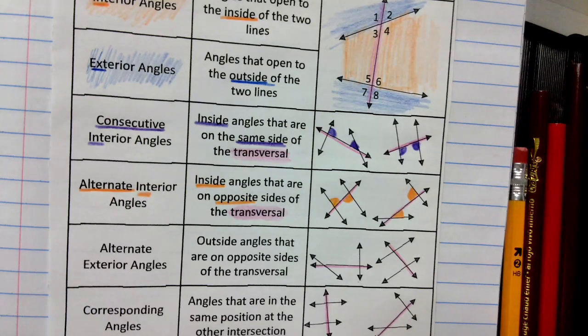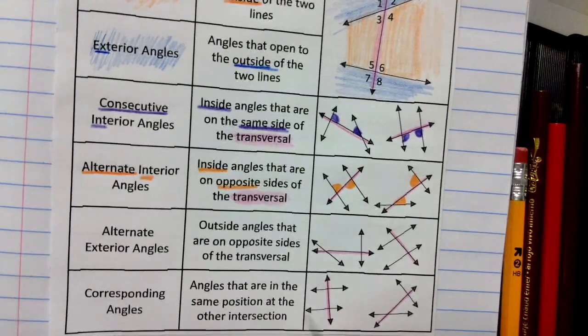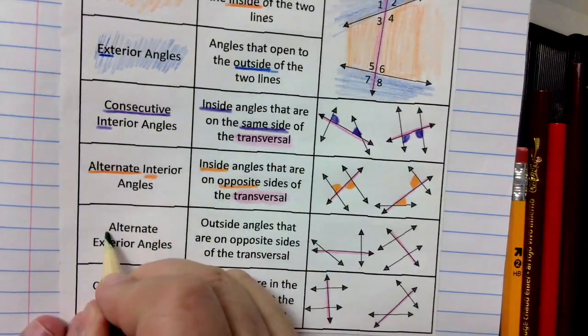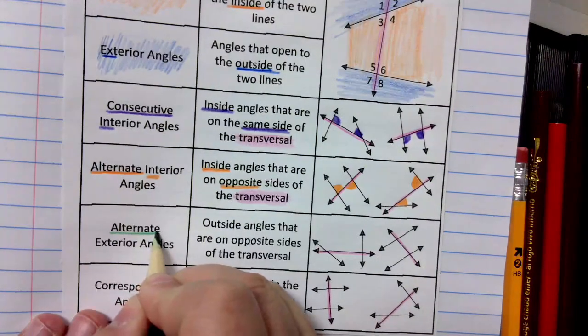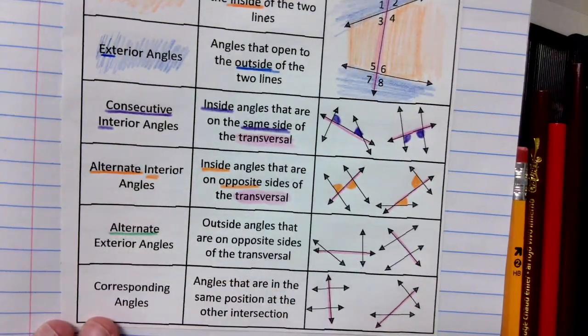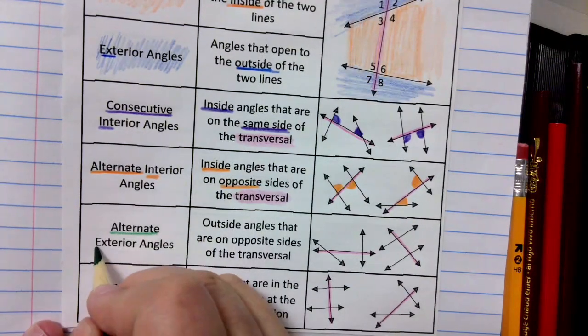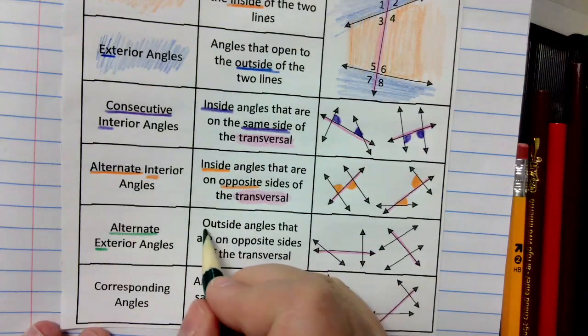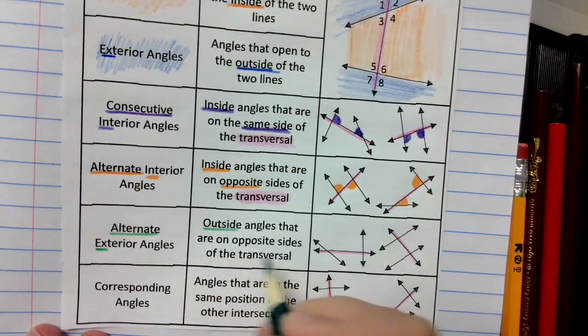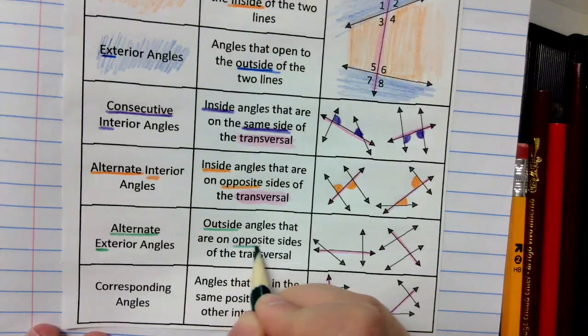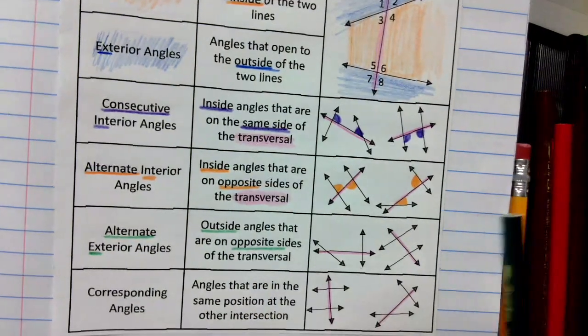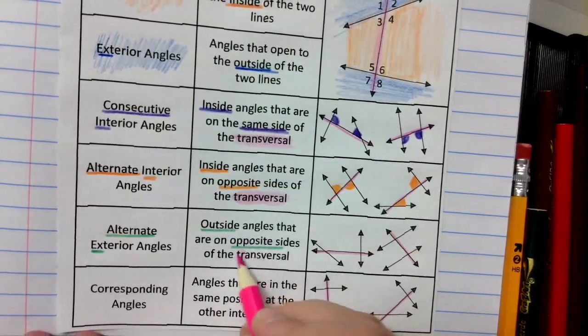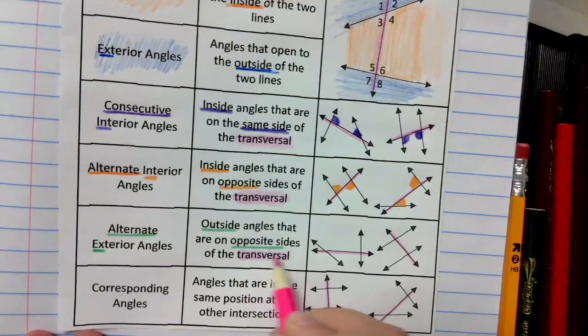Alright, next up we have alternate. So what does alternate tell us? Opposite sides. And it's exterior. So where's exterior going to be? Outside. So we're looking at outside. And then they're opposite sides, but they're opposite sides of the transversal, which in my case is the pink line.